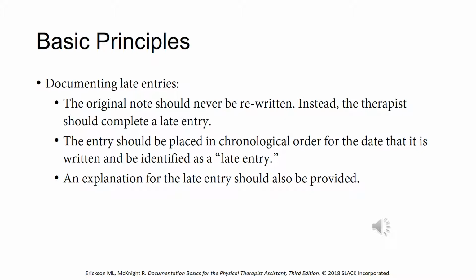So there are some guidelines for documenting late entries. First, you need to know that the original note should never be rewritten. Instead, you do a late entry. There's also things called addendums, which is when you forget to write something in the note and you just get done writing that note, you can go ahead and put an addendum to 7/15/18 and write what you forgot to put in.